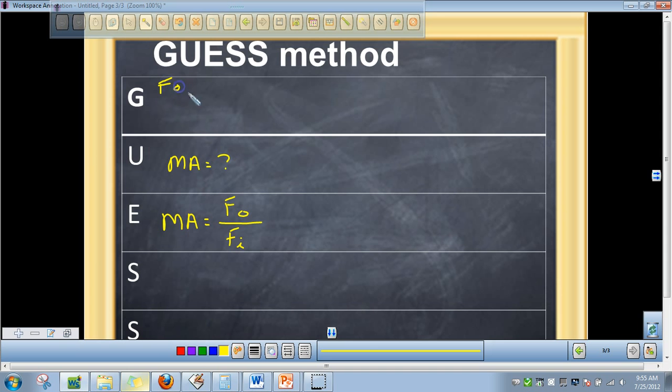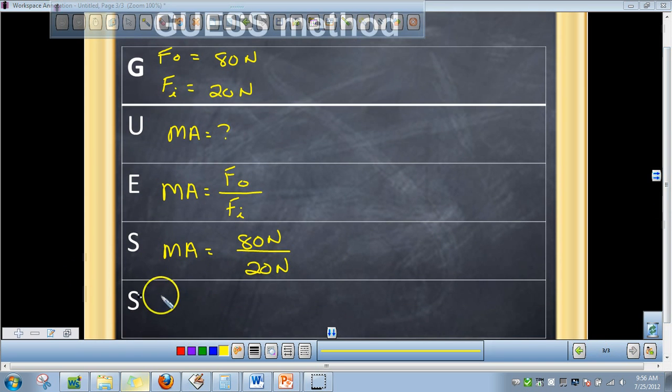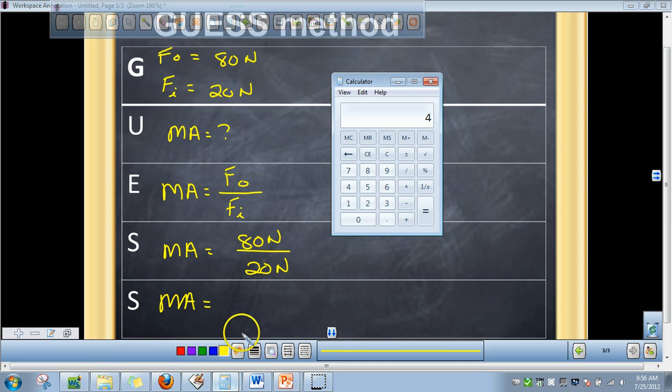That means in the problem we must be given FO and FI. Output force done by the lever is 80 newtons. Input force done by Mr. W is 20 newtons. Now we can go ahead and substitute. 80 newtons divided by 20 newtons. And if we move down here, mechanical advantage must equal 4.